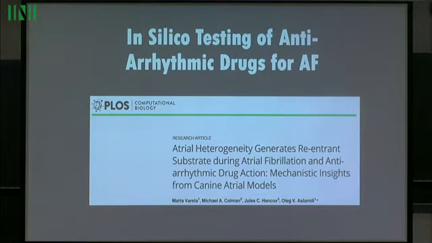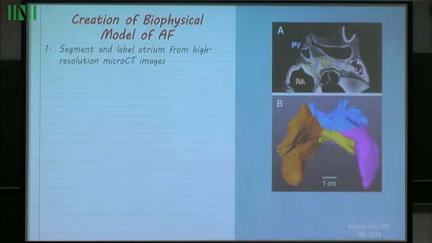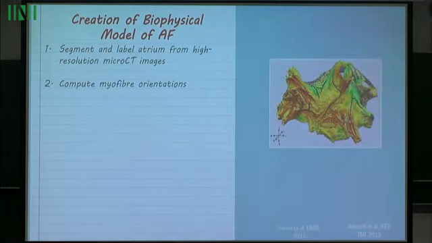So for the in silico testing, I'll start by briefly giving you a recipe of how to create a biophysical model of atrial fibrillation. You take a high resolution image of the atria, segment it, and you can assign different labels depending on whether it's in the right atrium or the left atrium or in other areas. You're also interested in knowing what the orientation of the fiber field is.